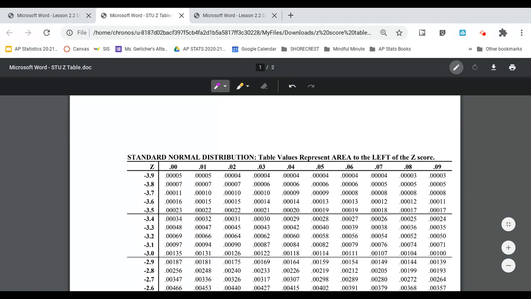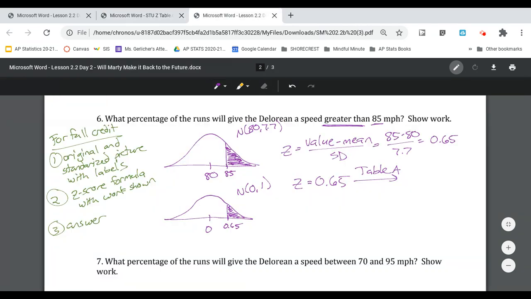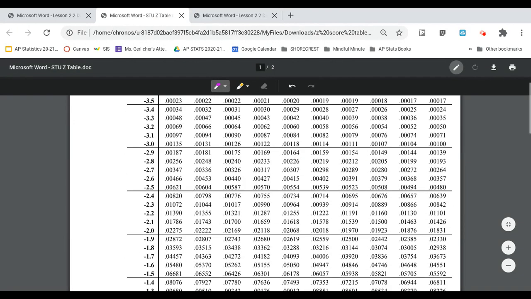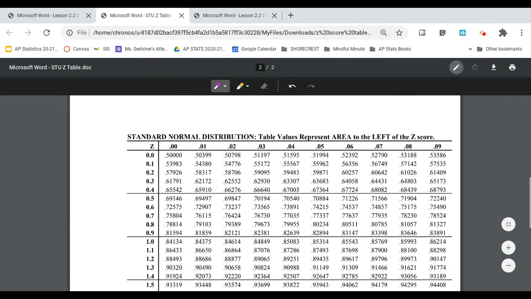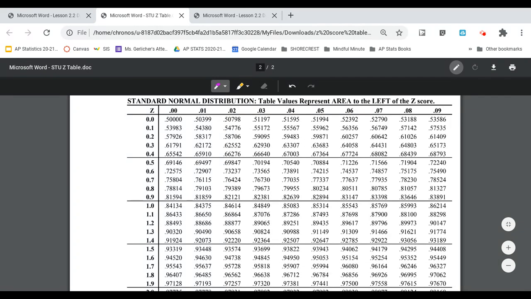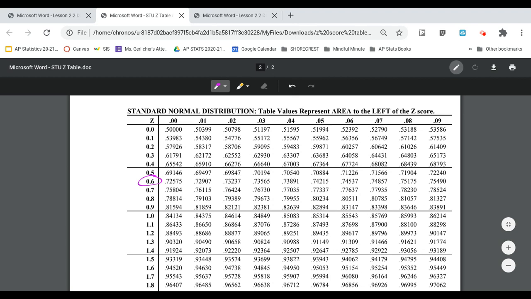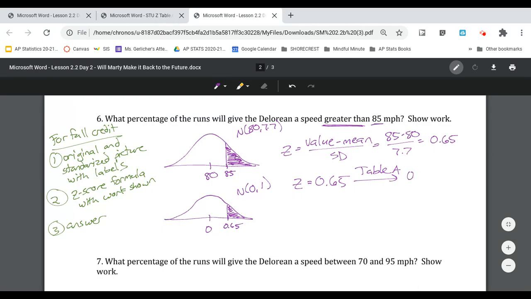Okay. So what was I looking up? I was looking up z-score of 0.65. So that's on the second page. So here's 0.6. And I follow that over. And here's 5. Follow that down. I end up right there. So 0.74215, or I'll say 0.7422 because that's the same as what you guys have on your sheet. So 0.7422. That's my percentile. So I have found out that 74% of the data is below 85 miles per hour.